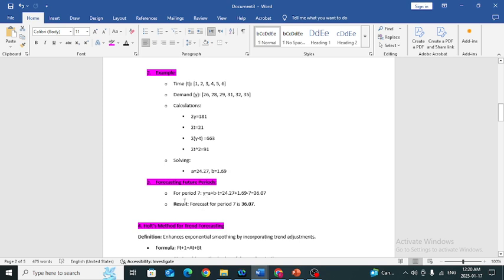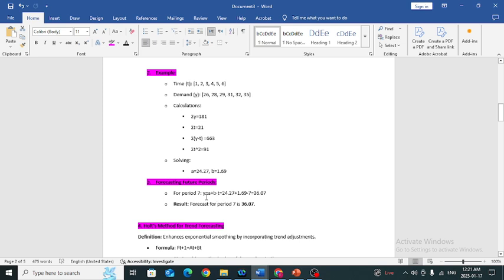Forecasting future periods. Imagine that we want to forecast for period 7 according to the regression model. We should just put t into the regression equation, which was y equals a plus bt.